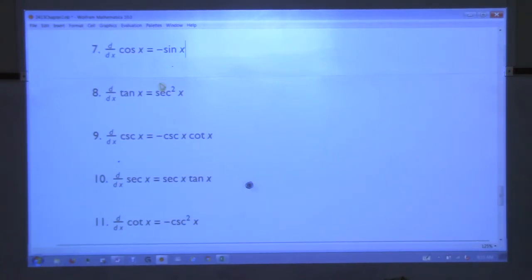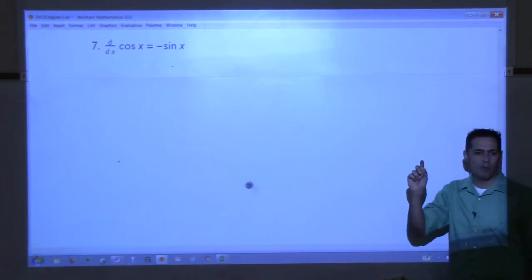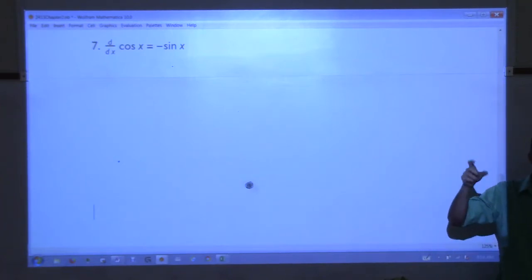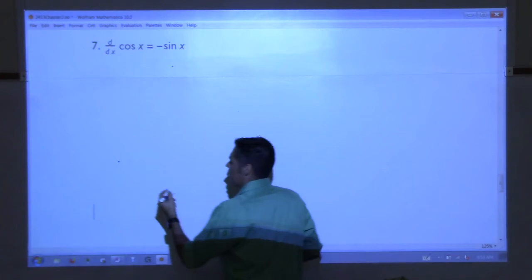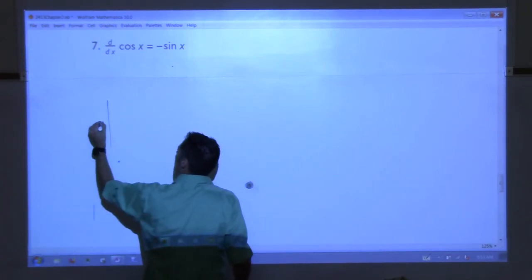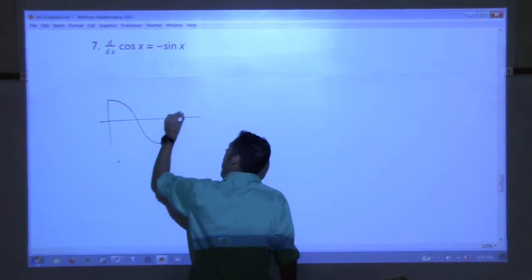You would do it exactly the same, except when you did that part using the identity from pre-cal, it would be the sum formula for cosine instead of the sum formula for sine. All right, so for this one, I'm going to try and visually convince you that the derivative of cosine of x is negative sine x. So here's cosine x.